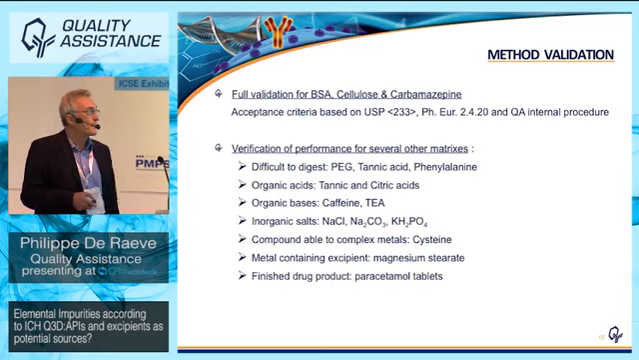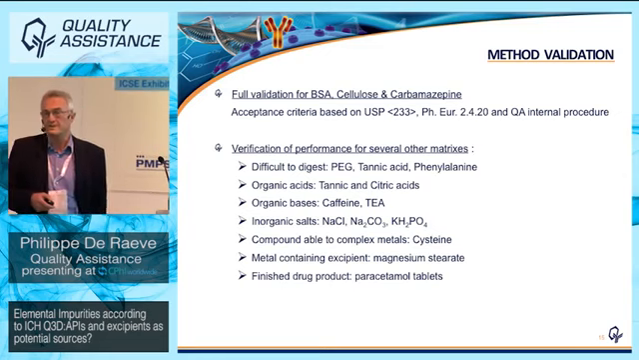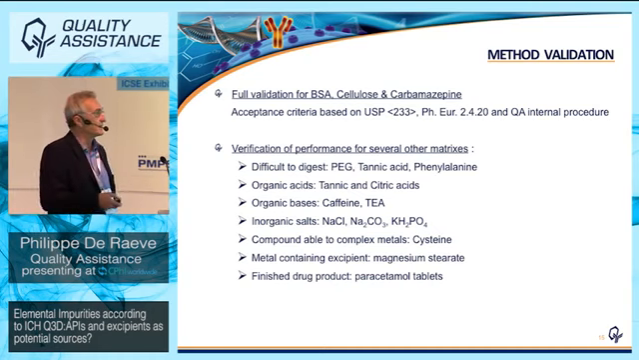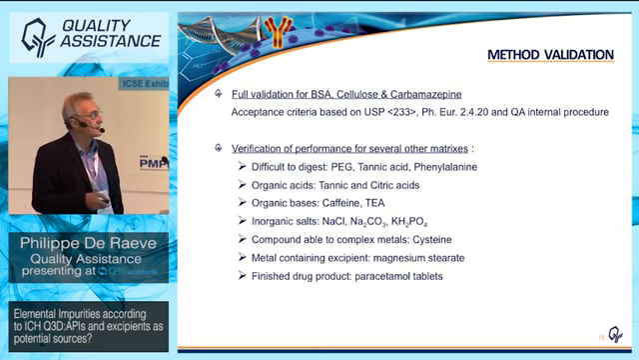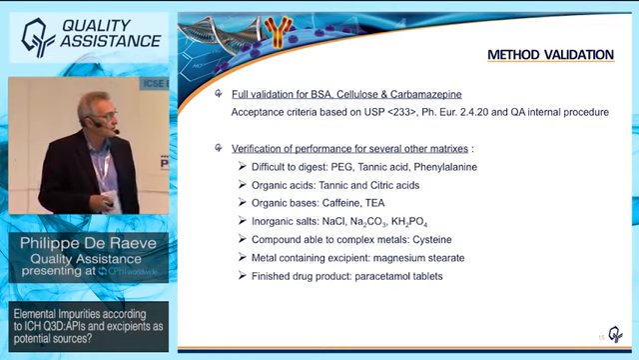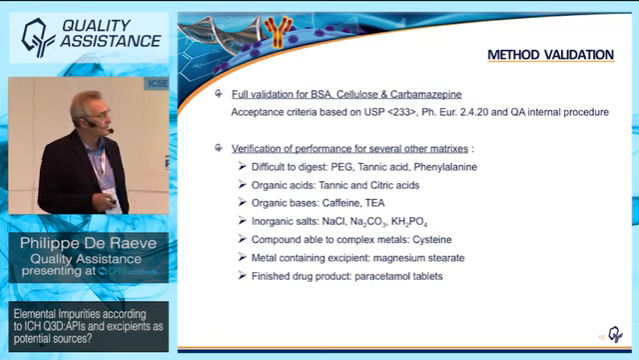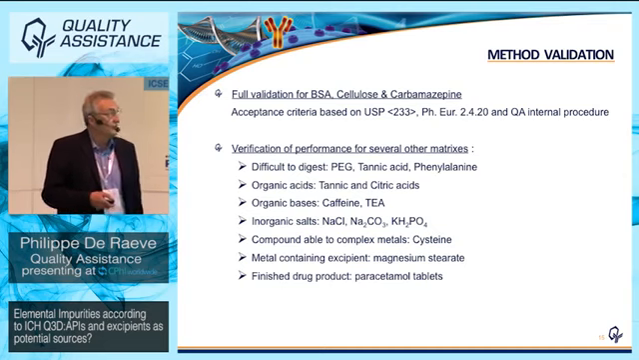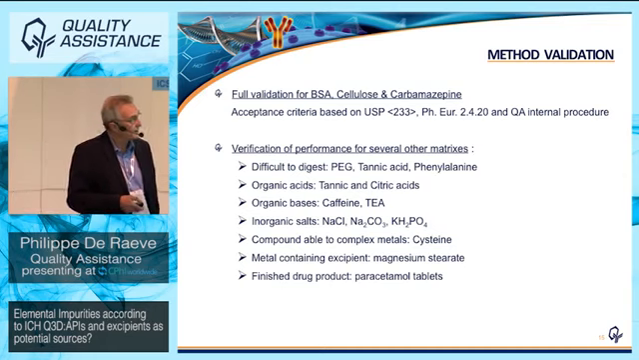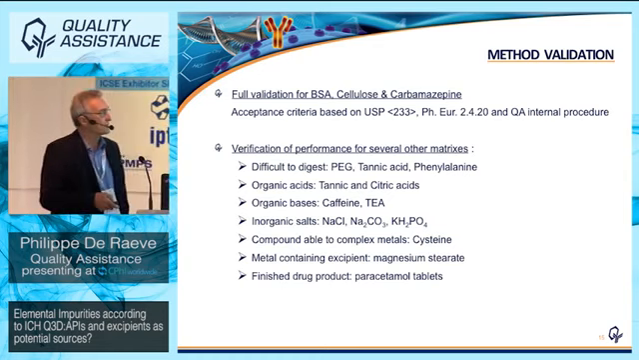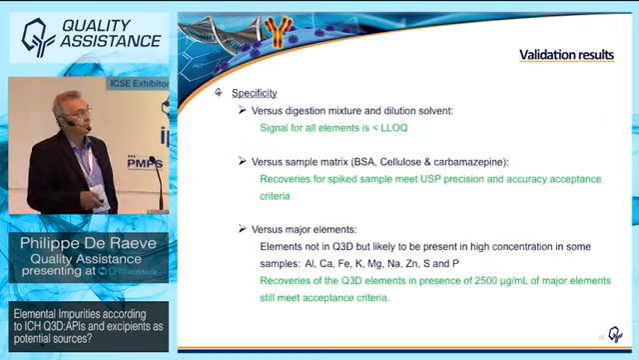After the complete validation of the method, we verified the performance of it for several other matrices. Some products difficult to digest: polyethylene glycol, tannic acid, phenylalanine. Some organic acids, tannic and citric acid. 2 organic bases, caffeine, triethylamine. Some inorganic salts, sodium chloride, sodium carbonate, potassium phosphate. A compound able to complex metal, cysteine. A metal-containing excipient, magnesium stearate. And a finished drug product, paracetamol tablets. So here are the validation results.